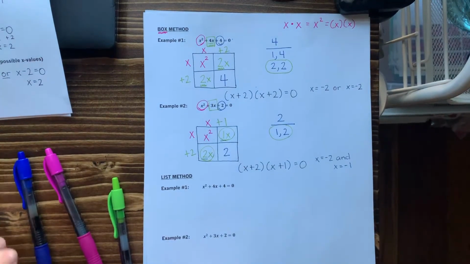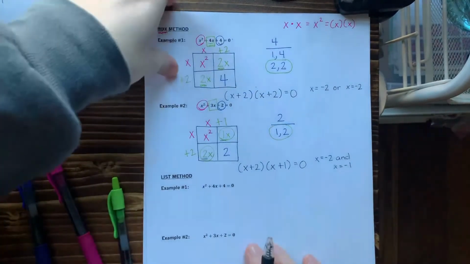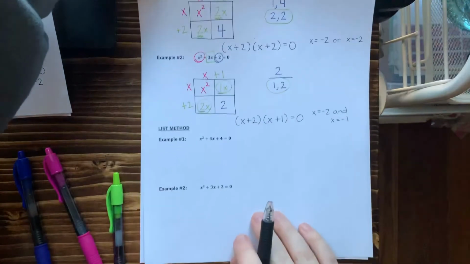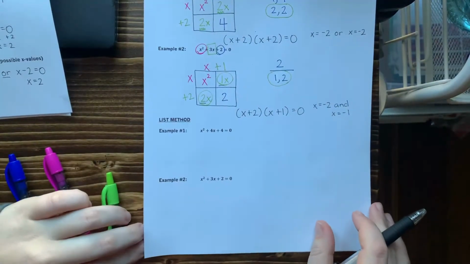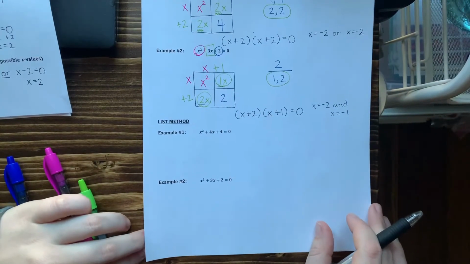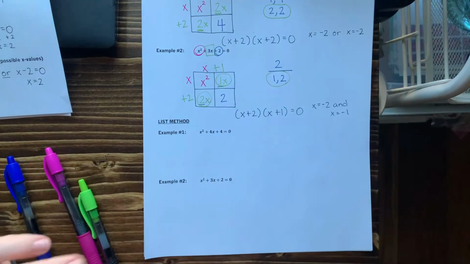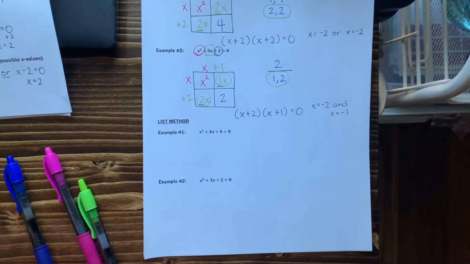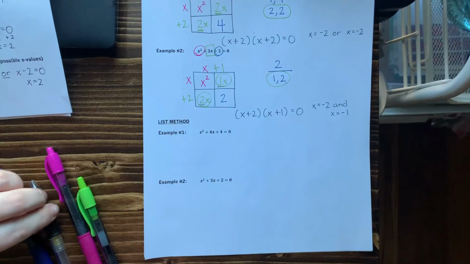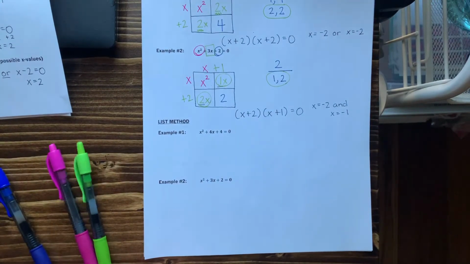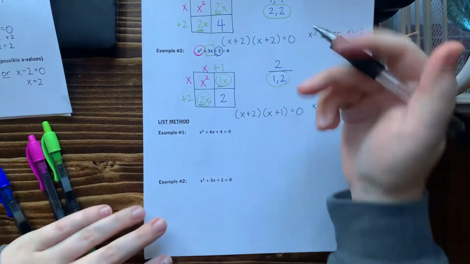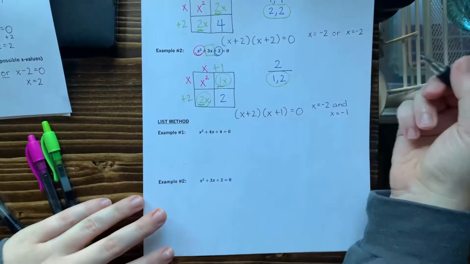All right, again, this is the box method. You do not have to use the box method to factor. But if you like the box method, then use it. If you like the list method better, use that. So let's look at the list method. The list method is related to the box method. It's just we're going to write it a little bit different way.